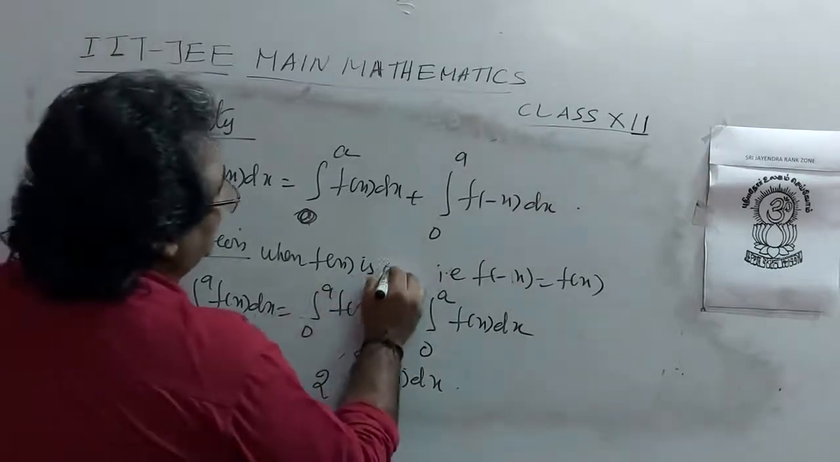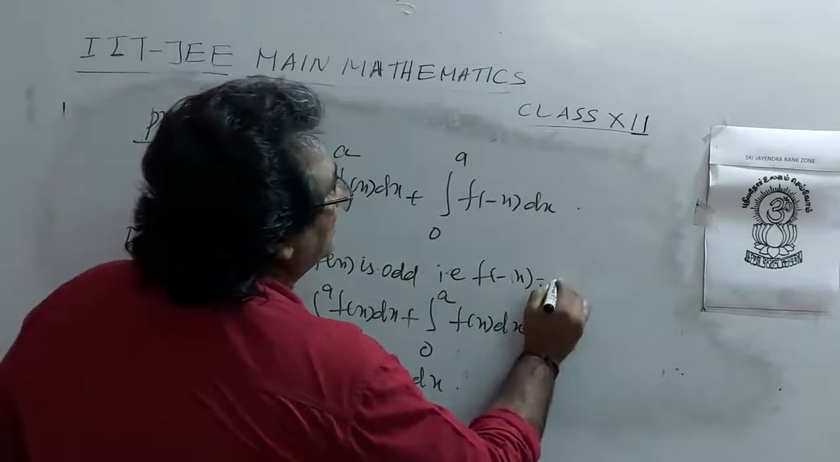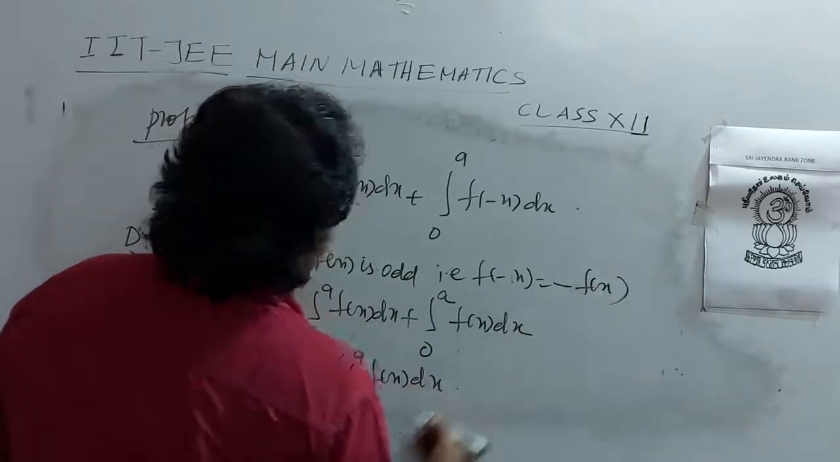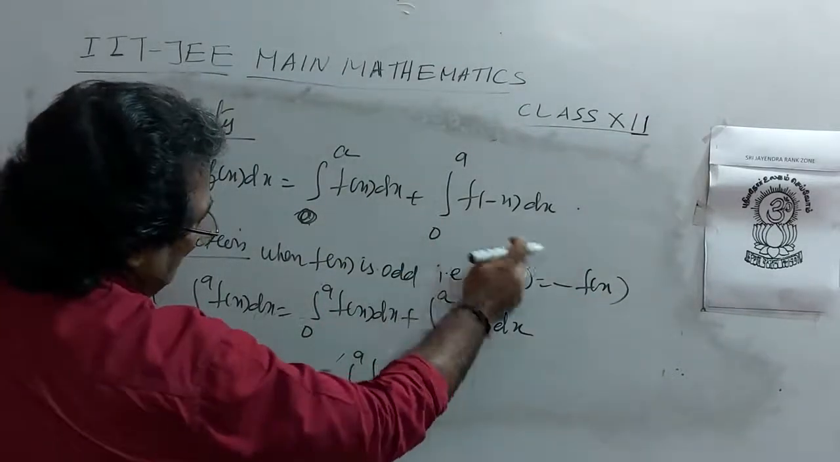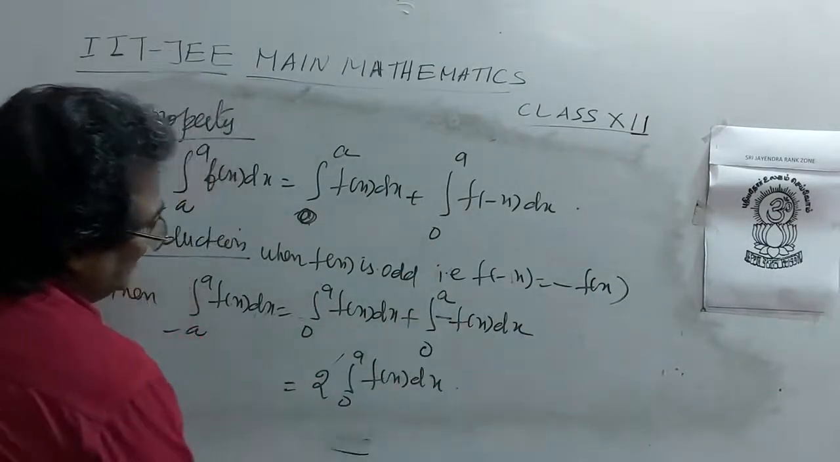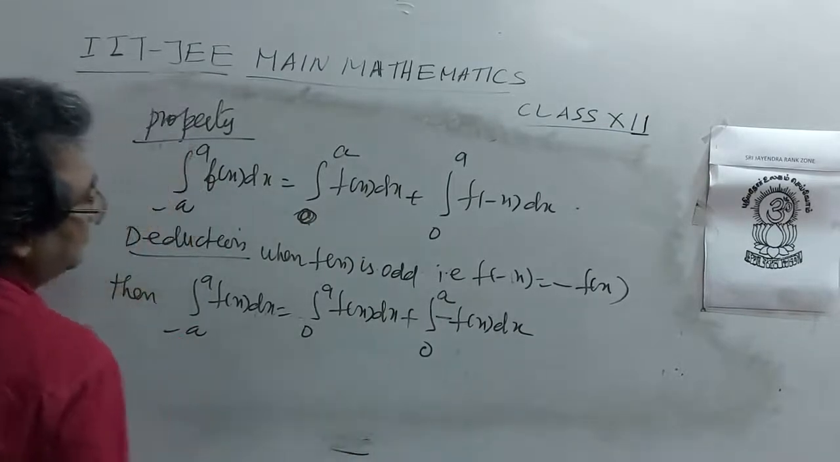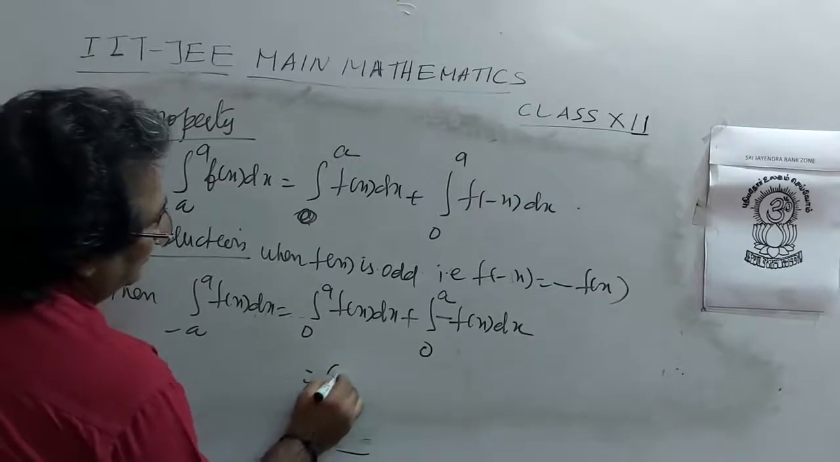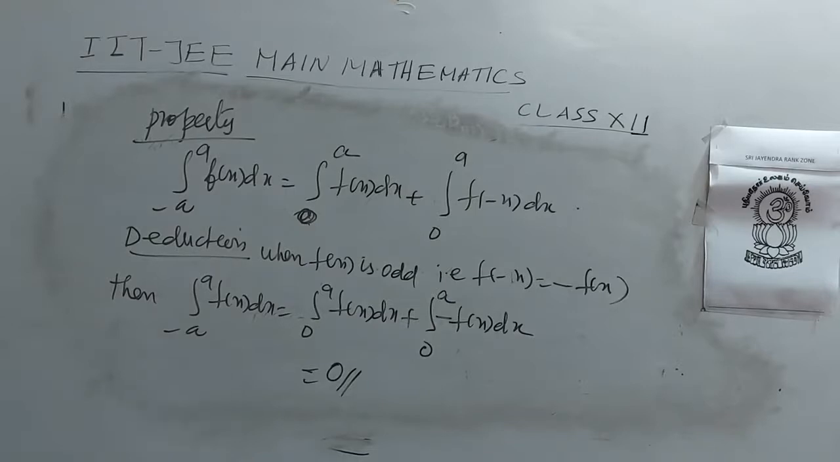When f of x is odd, that is f of minus x equals minus f of x, here in place of f of minus x we write minus f of x. Plus f of x minus f of x, the answer will be 0.